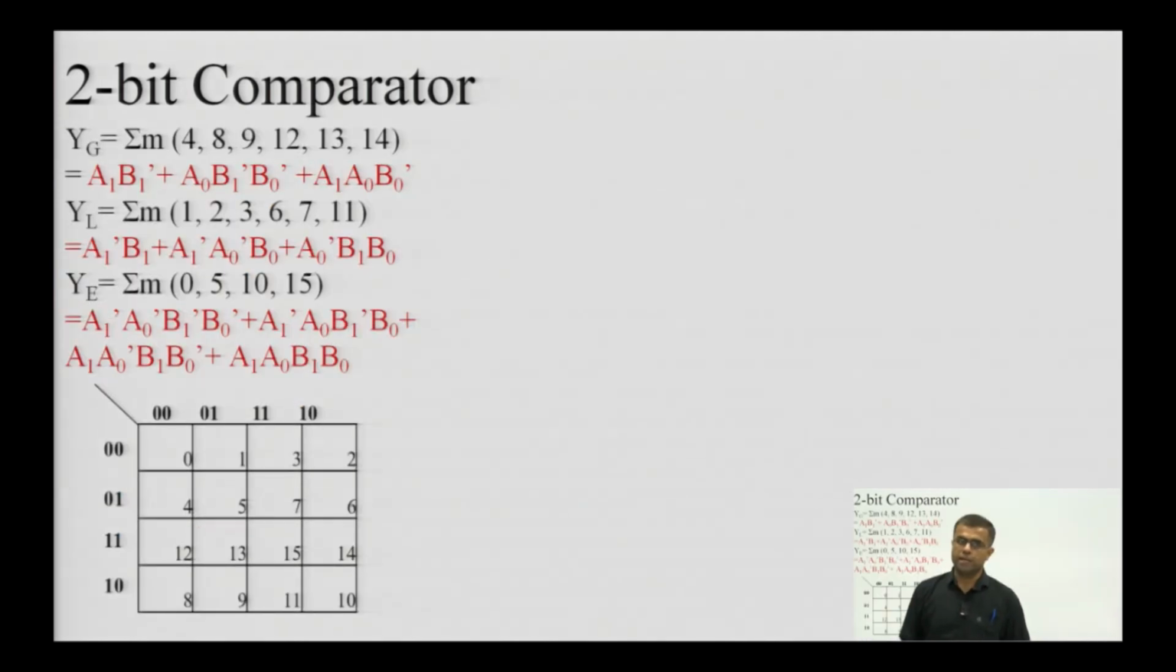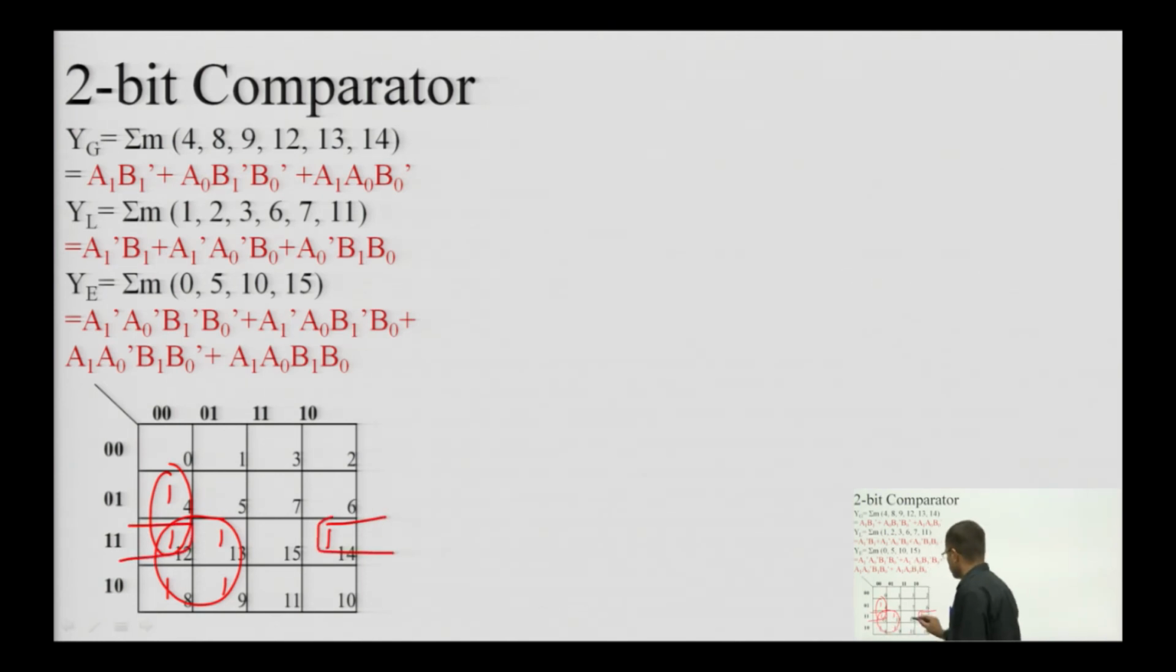These min terms can be fed into a K map. So, this is the blank layout of a K map in which we can feed these min terms to generate the expressions for these circuits, for y g, y l and y e. So, if we feed 4, 8, 9, 12, 13 and 14, we can check that there is a quad here and there is a pair here and another pair.